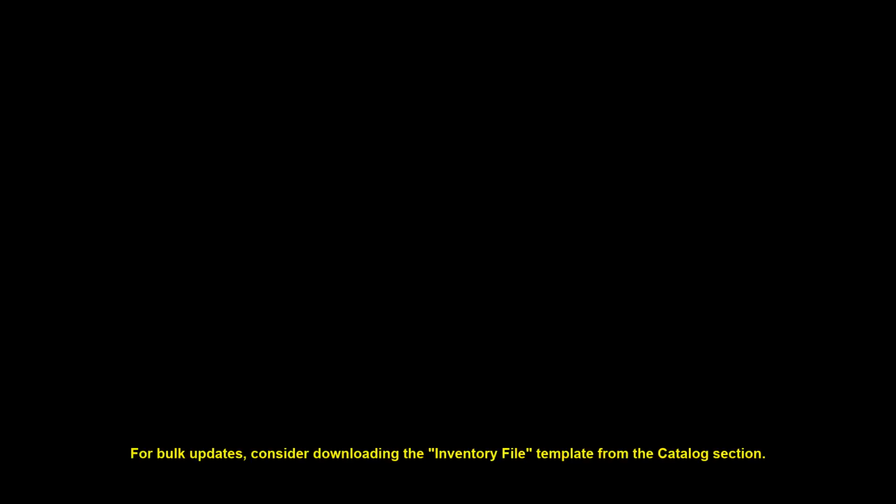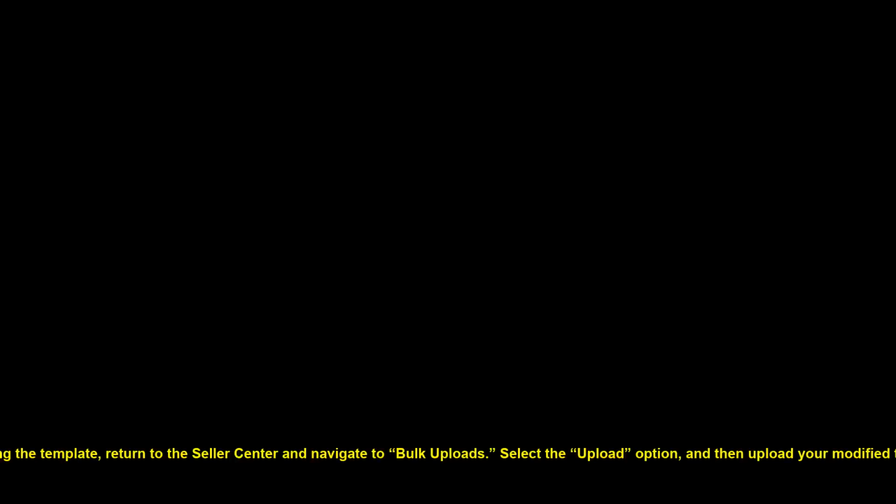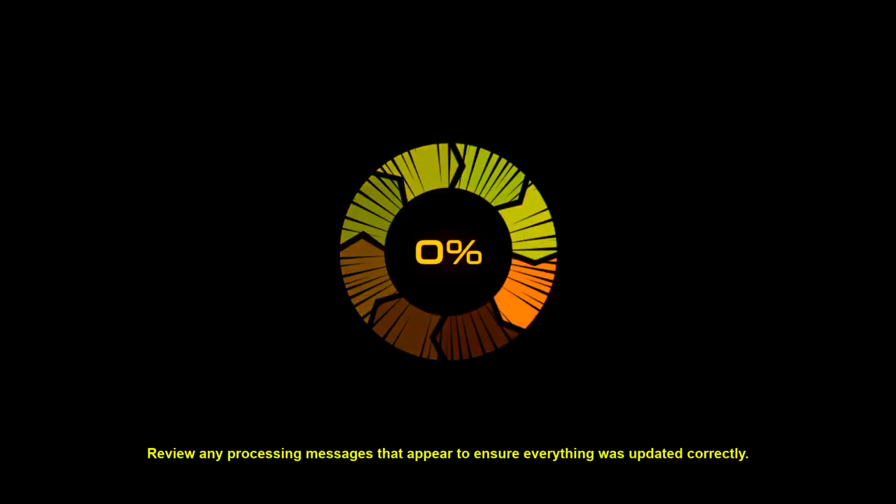For bulk updates, consider downloading the inventory file template from the catalog section. Fill in the template with your new product information. After updating the template, return to the Seller Center and navigate to Bulk Uploads. Select the Upload option and then upload your file. Review any processing messages that appear to ensure everything was updated correctly. Finally, monitor your listing to confirm that all changes are accurately displayed on Walmart's platform.